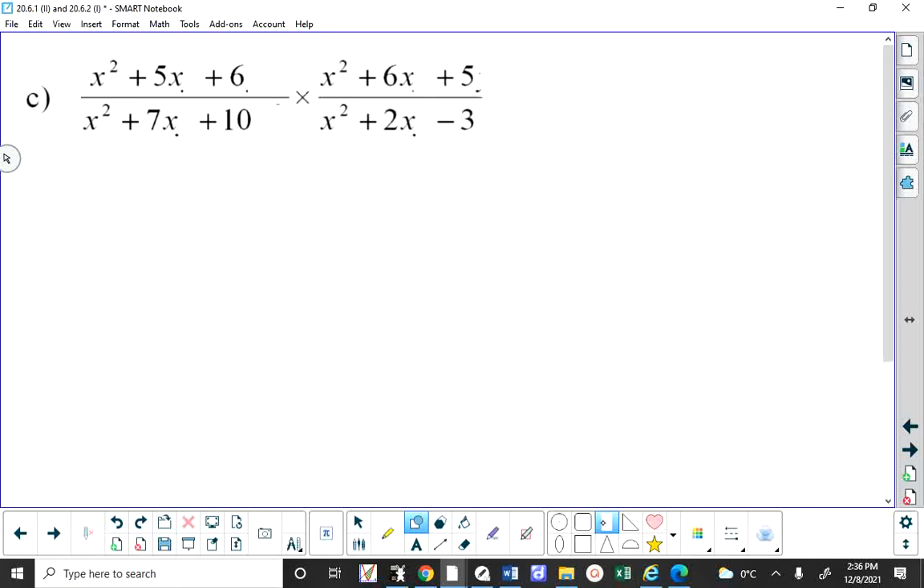If there were no y's, this would be pretty easy, wouldn't it? Wouldn't this be really, in terms of factoring, child's play. So I would like everybody to factor those 4 trinomials.